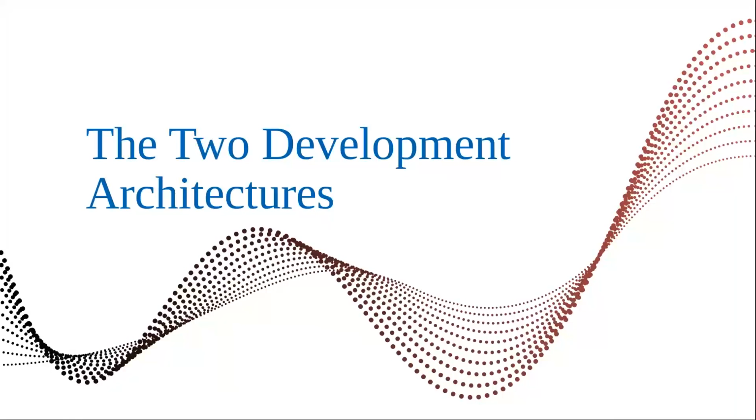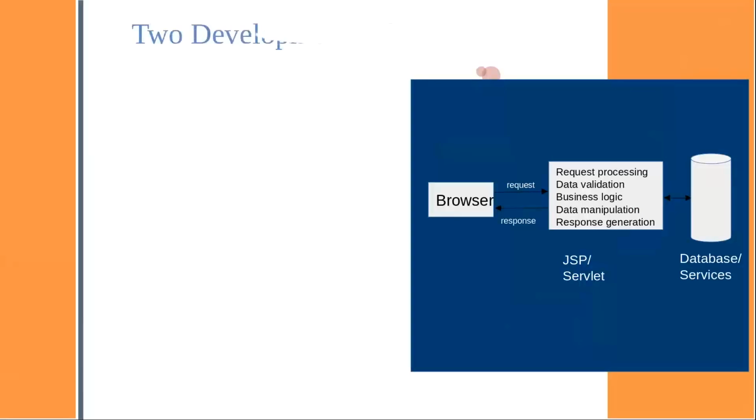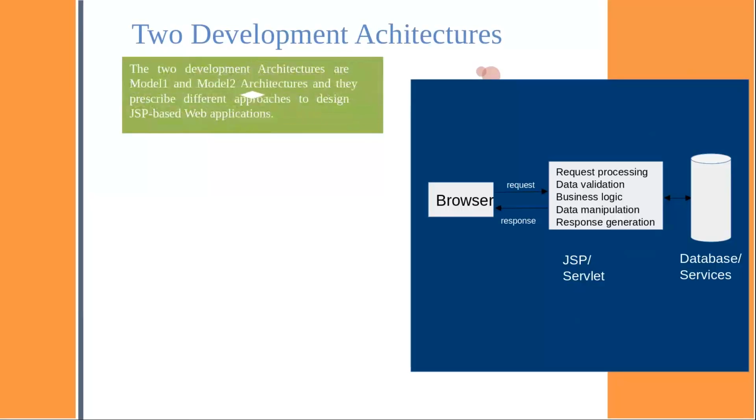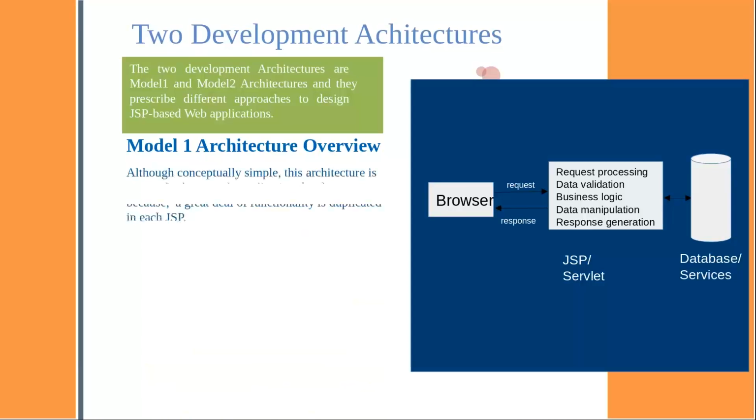Now, the two development architectures we have for servlets. Here we have the Model 1 architecture and the Model 2 architecture. These are the two architectures, and they prescribe different approaches to design JSP-based web applications. Now, the Model 1 architecture is, although conceptually simple, not apt for large-scale application development because a great deal of functionality is duplicated in each JSP.